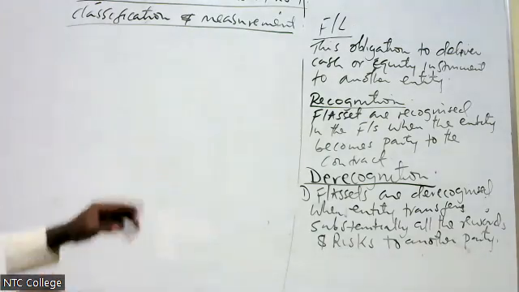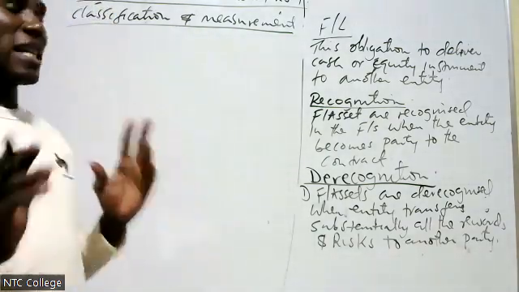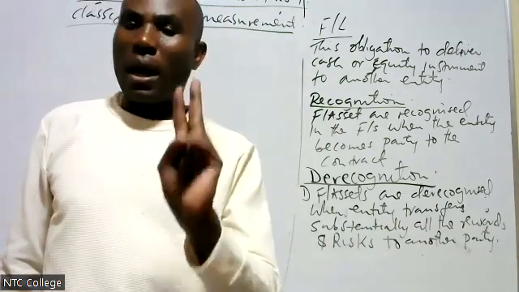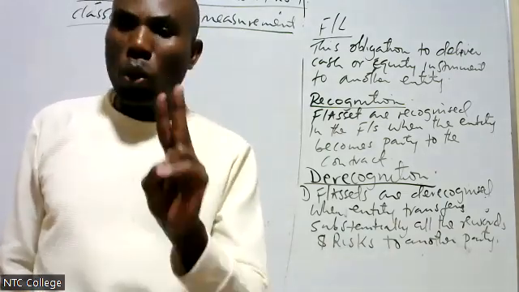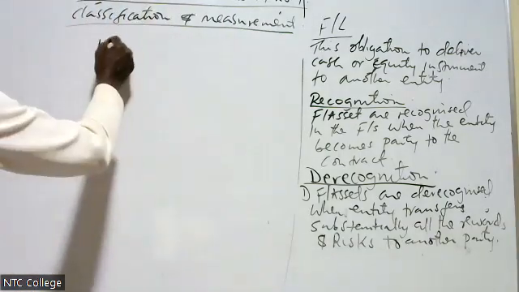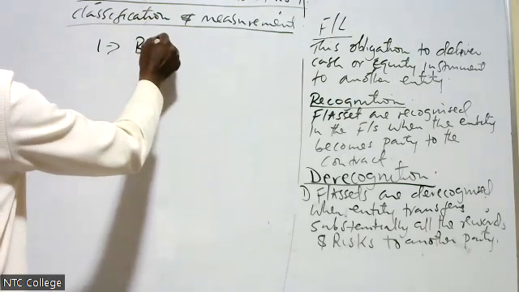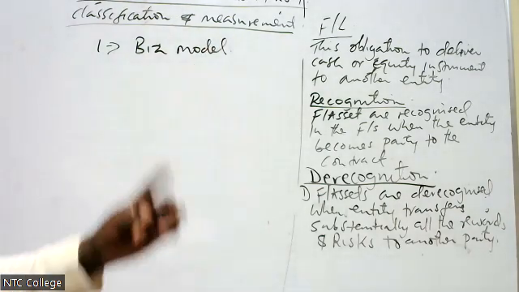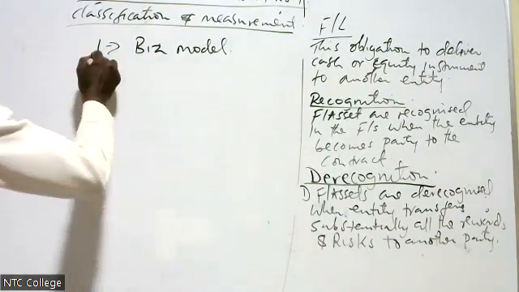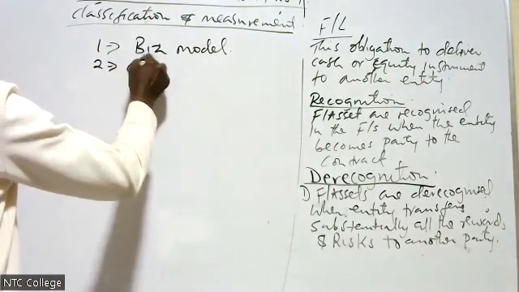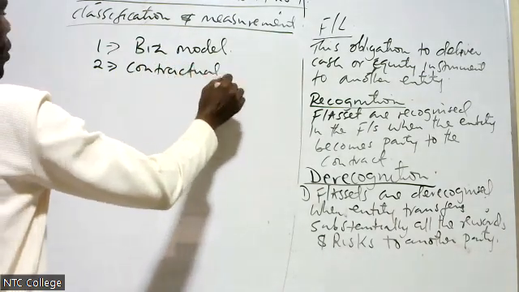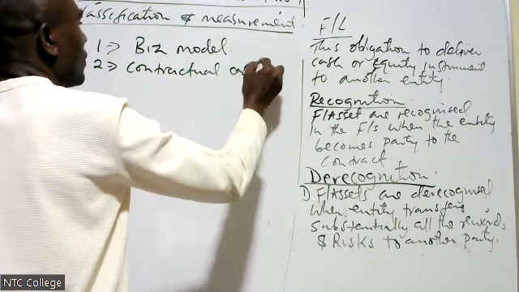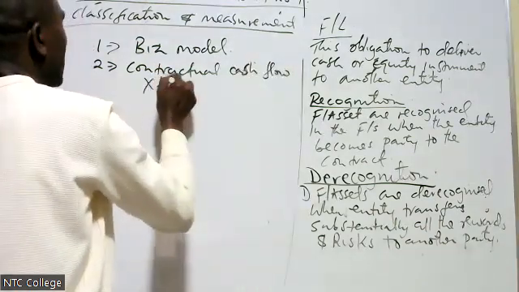Therefore, let's begin like this. Financial assets are classified based on two things. Number one, the entity's business model. We are going to classify them based on, one, the entity's business model. Number two, the contractual cash flow characteristics.